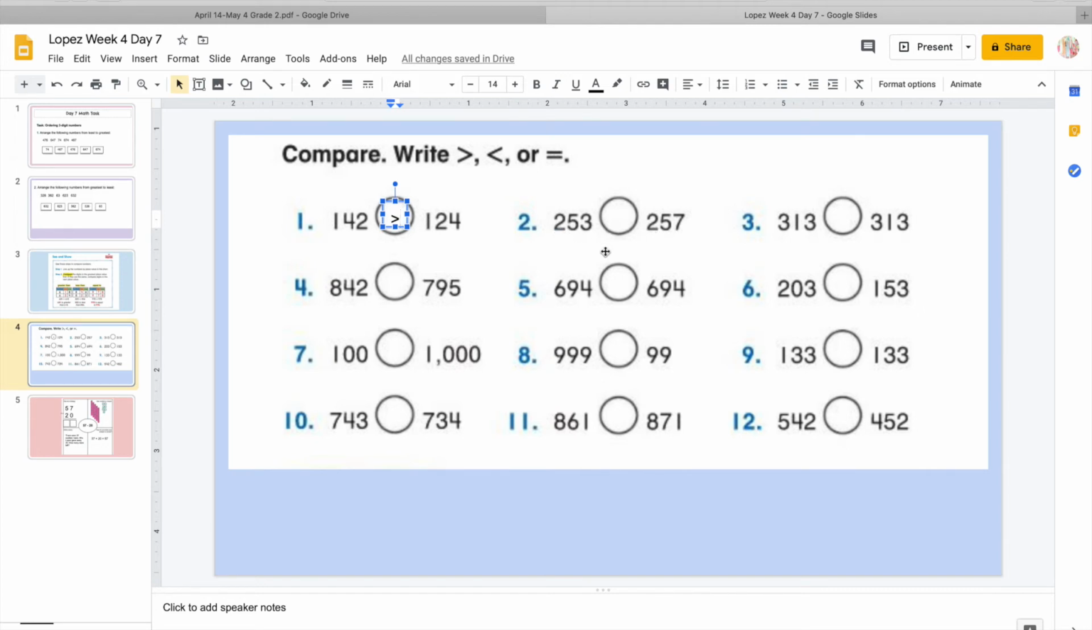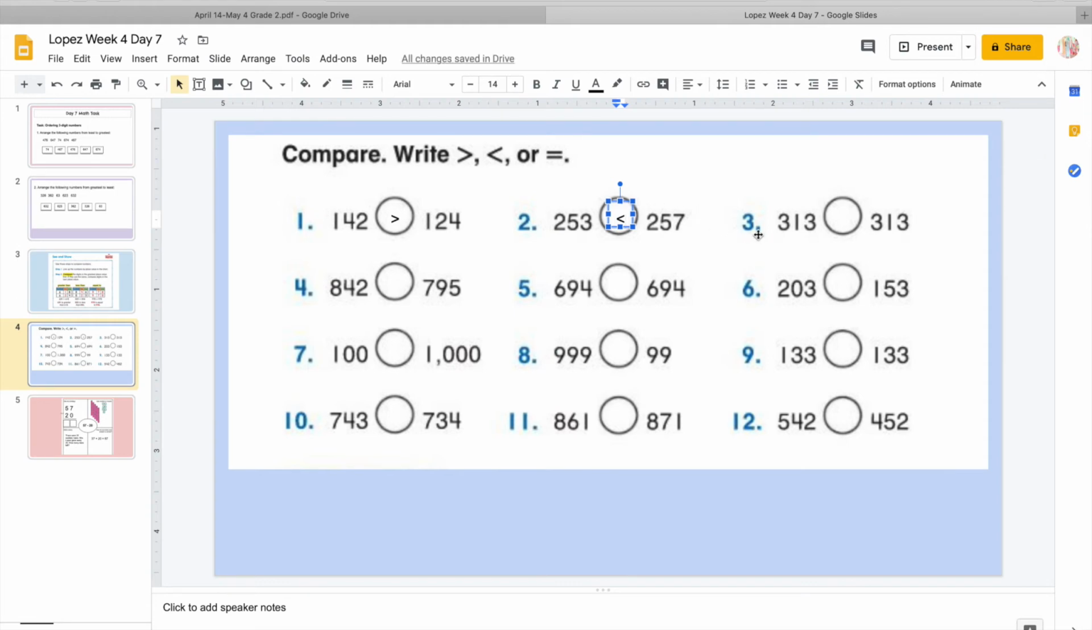So again, we're going to start with the hundreds column, both the 2, that's the same, so we need to move on. If you look at the tens column here, this one's a little bit tricky because there's a 5 in both of the tens columns. So in this case, we need to move on to the ones to see which number is greater. We have a 3 and we have a 7. We know 7 is greater than 3, so we are going to say 253 is less than 257.